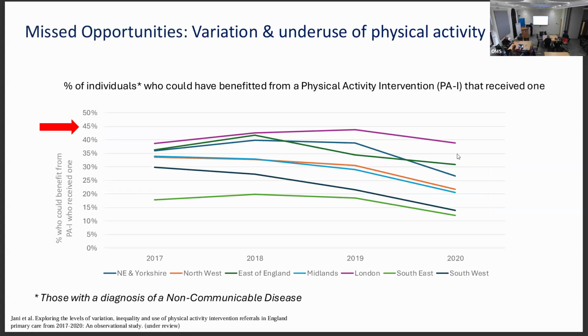This is another analysis that we did, which will hopefully go through a second round of revisions. We're looking at physical activity interventions for people with a non-communicable disease. These are the different regions of England, and we looked at a 4-year time period. The thing to note is that we don't go above 45% in terms of people who could have benefited from a physical activity intervention actually getting one. And the Southeast, that's us, look at where we are, less than 20%. This is why kids can't run.